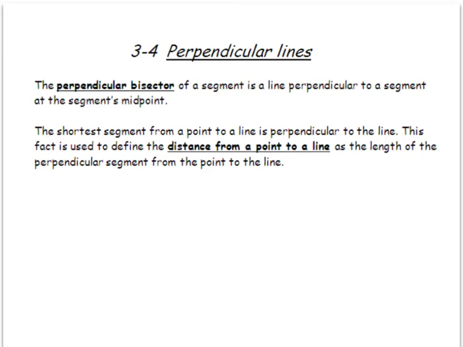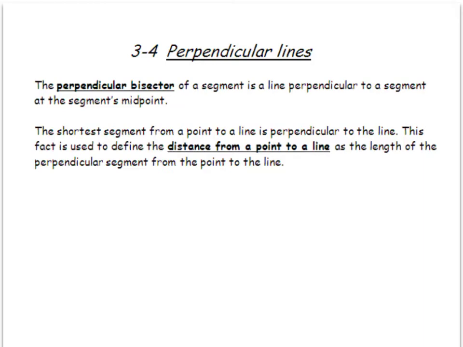So in 3.4, we're going to discuss perpendicular lines. And we talked about perpendicular lines before, so we're going to talk about perpendicular bisectors to start off with. And when we discuss perpendicular bisectors, a perpendicular bisector of a segment is actually just a line that is perpendicular to a segment at the segment's midpoint.